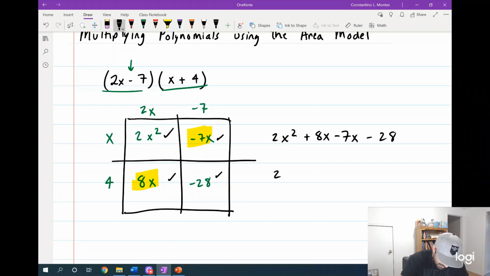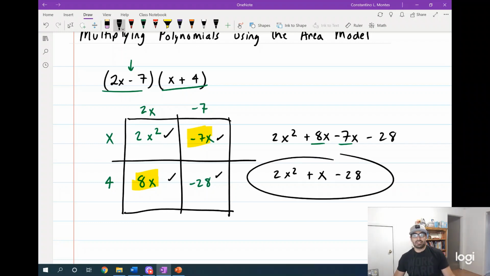So let me simplify some stuff. We got some like terms, like I said, that piece and that piece. So 8x minus 7x is going to give us positive 1x, but I can just write that as x. And then I'm going to have minus 28, and at this point, I am done. So, as you can see, the area model kind of facilitates the multiplication of these two factors, whereas we used to have to distribute the first factor to each piece and the second factor, each term. In this case, it's kind of all taken care of using this new little area model method, right?